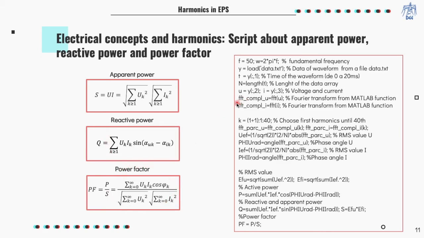Considering the definitions of these electrical concepts in harmonic conditions, the program first reads the data of the voltage and the current and places the voltage and current in the corresponding vectors. After that, the program performs the Fourier transform for the voltage and for the current and calculates for the fundamental and each harmonic the root mean square value of the voltage and current with their corresponding phase angles. With this information, the program determines the root mean square value of the voltage, the root mean square value of the current, the active power consumed by the load, the reactive and apparent powers, and finally, the power factor.